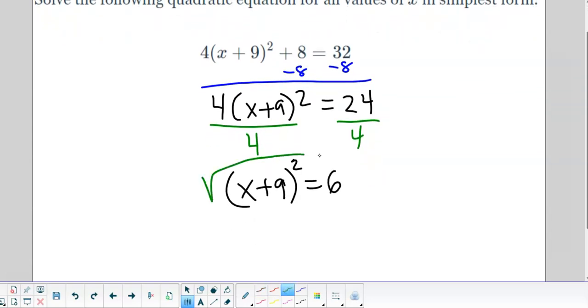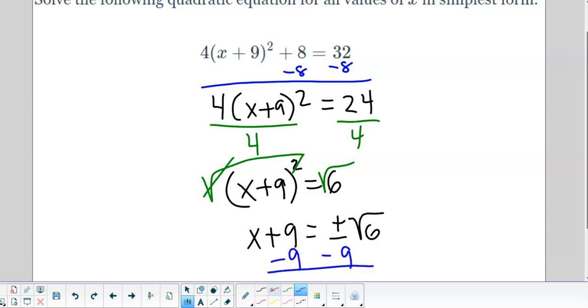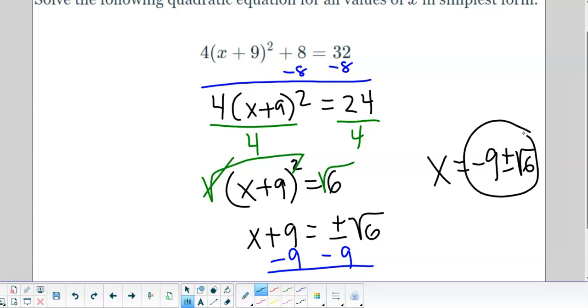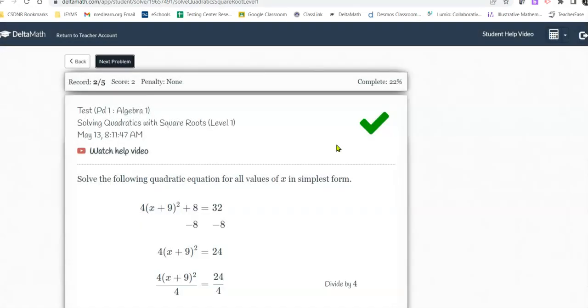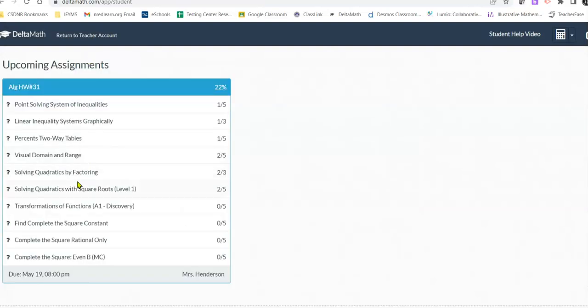And now I can square root. And don't forget, when you square root a value on the right side, you get 2 answers. The square root of 6 cannot be simplified, so I'm simply going to subtract 9 from both sides, and my final answer will be negative 9 plus or minus the square root of 6. All right. I think that's enough of the square roots. I gave you 3 to practice there.